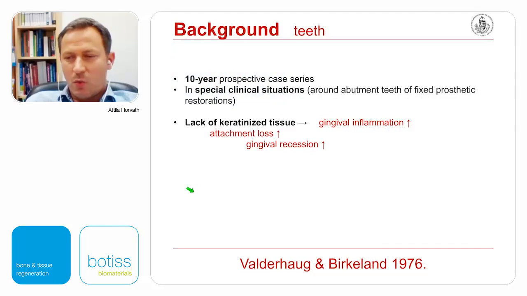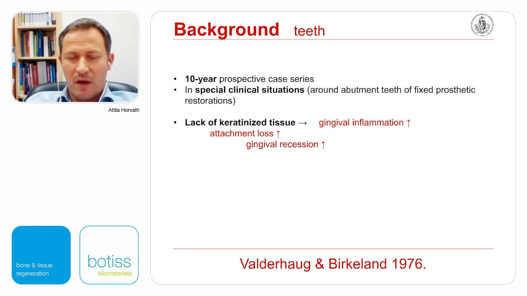So let's see what the literature tells us about the keratinized gingiva. I found, and I quote, a nice old study from Vador, a 10-year prospective case series, and in special clinical situations they investigated the mucosa. A special clinical situation means iatrogenic circumstances like crowns and bridges. In case of lack of keratinized tissue, there was increased inflammation, increased attachment loss, and increased gingival recession. This is what they found in the case of lack of keratinized tissue.